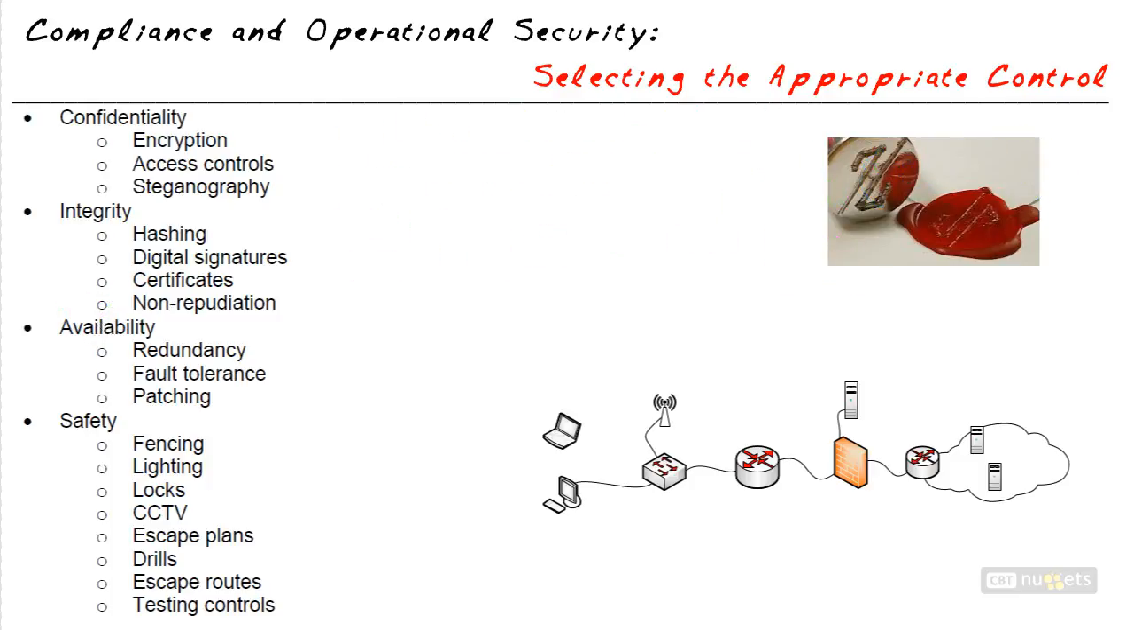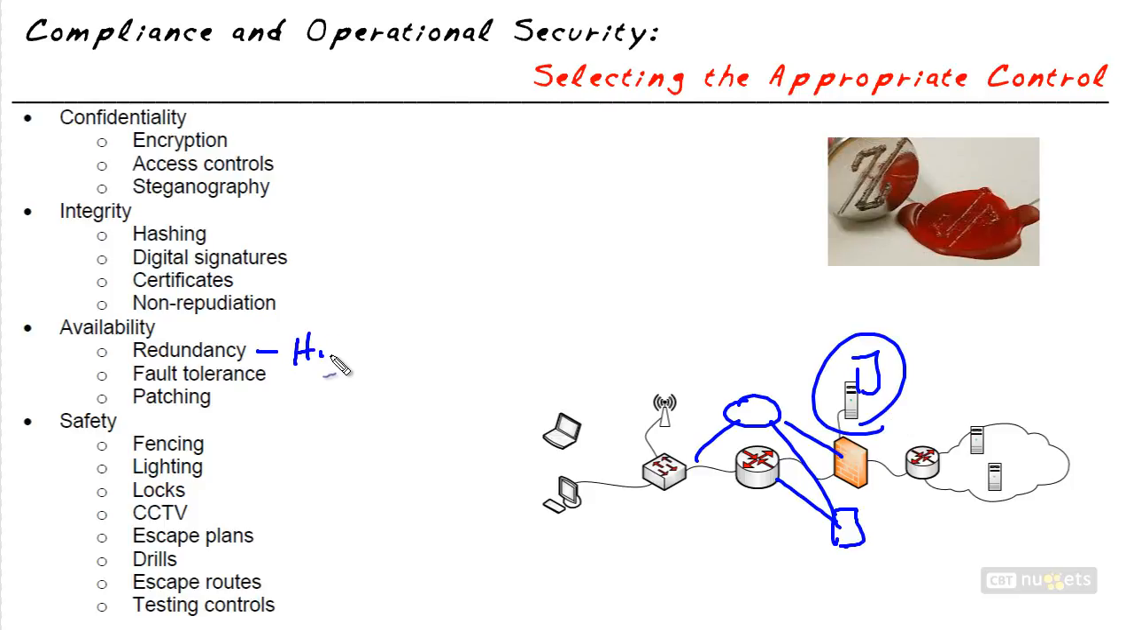Regarding availability, we've talked about these specifically in a previous nugget already. We have redundancy, for example, 2 routers or 2 firewalls to act fault tolerantly together, or 2 servers or a cluster of servers for high availability. And the goal being to not have a single point of failure in the network.